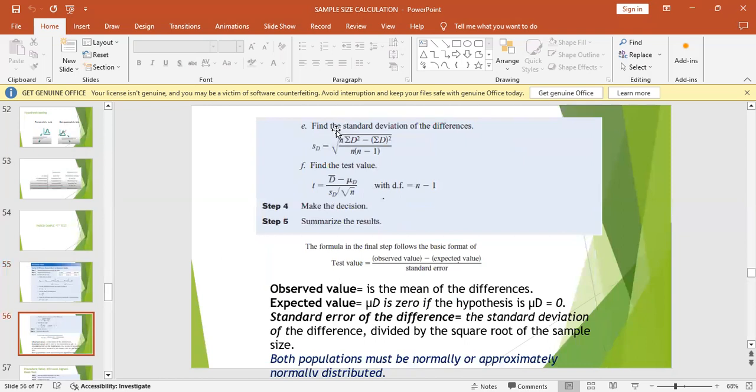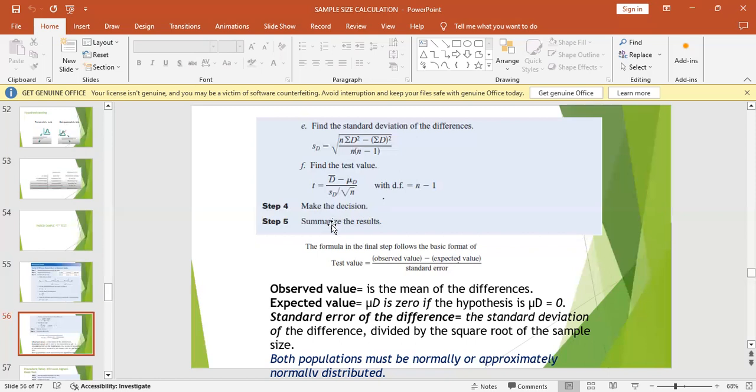In the next step we find the standard deviation of the differences, and then we find the test value. This is the formula for calculating t, that is, t equals mu d over the standard deviation divided by the square root of n, where the degree of freedom is n minus 1. Then we make the decision whether to reject the null hypothesis or not. If the computed value is less than the critical value, then we reject the null hypothesis.